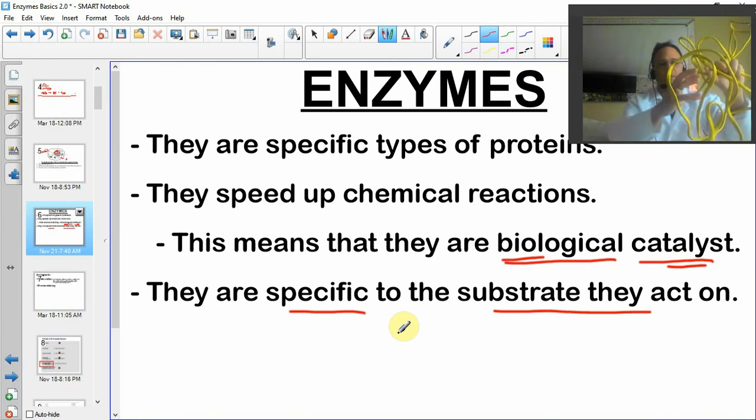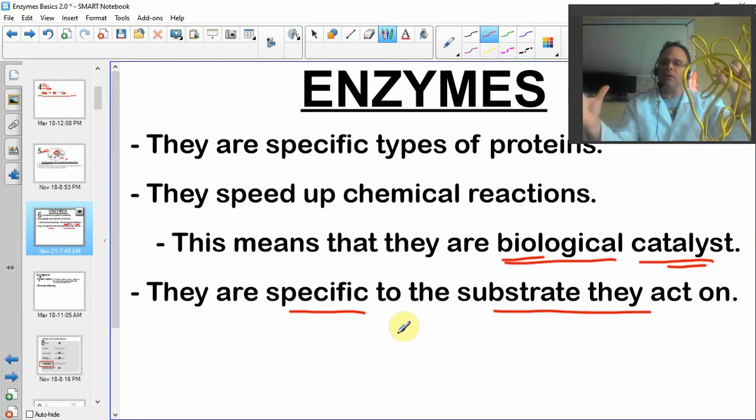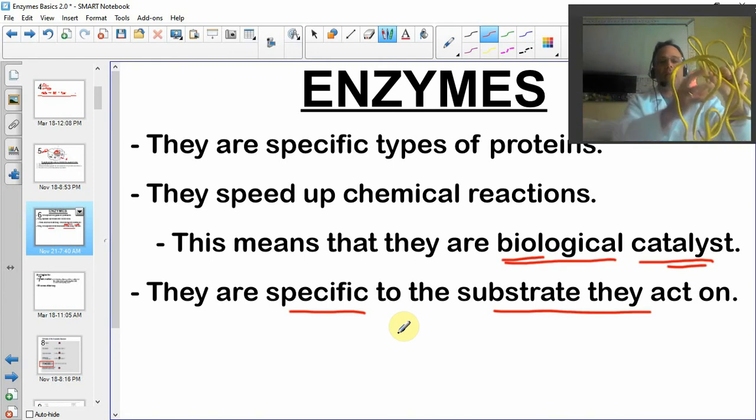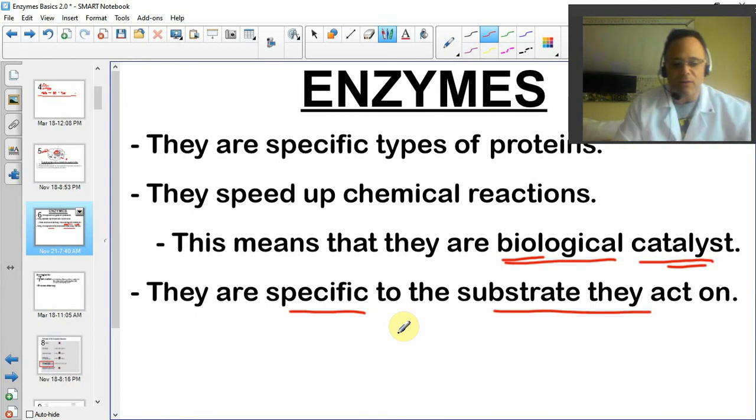You see, they end up with specific locations where other molecules that need to react can land. And it helps them out. It makes them go faster.